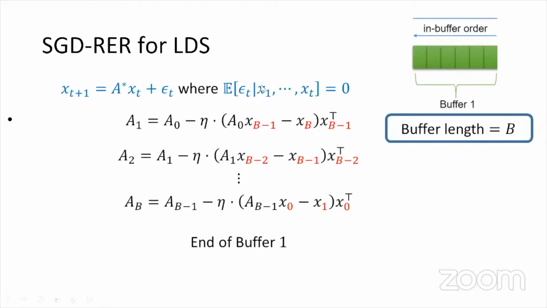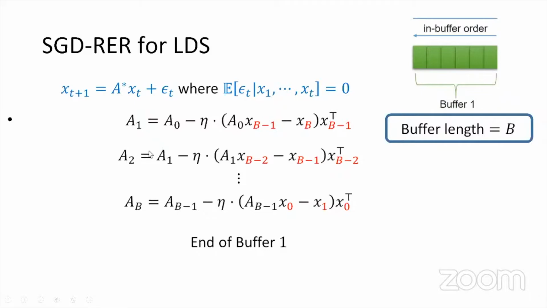And we have also said that the expected value of epsilon t, the noise vector, given x1 to xt, is equal to 0, right? And when we process the examples in the reverse order, the way the algorithm looks is the following. We start with an a0, and then a1 is a0 minus a step size times the stochastic gradient of the loss function, computed based on these last two samples, xb minus 1 and xb, and that's given by this.